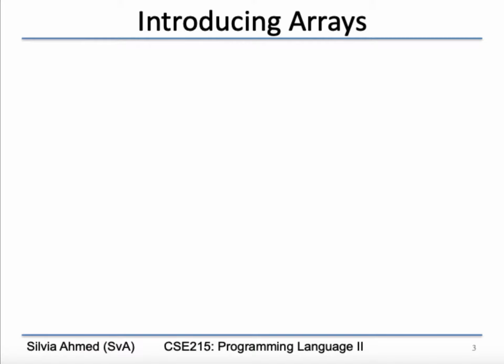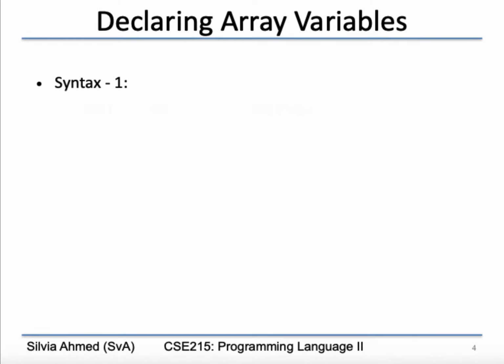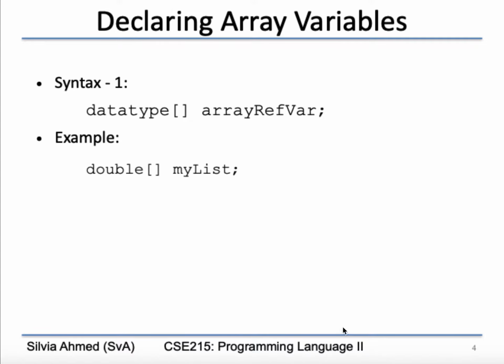If we want to declare this particular array, where the name is myList and there are 10 elements, we need to write double, then the bracket pair, myList. This way we are simply declaring myList, or telling the memory to accommodate a space named myList that will hold an address of an array. So it does not contain the array itself. myList contains the address of an array.